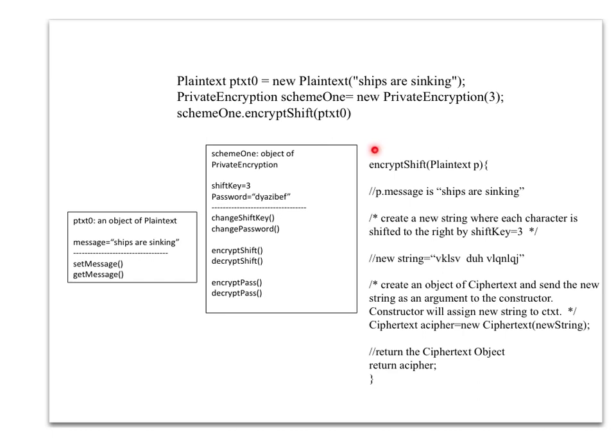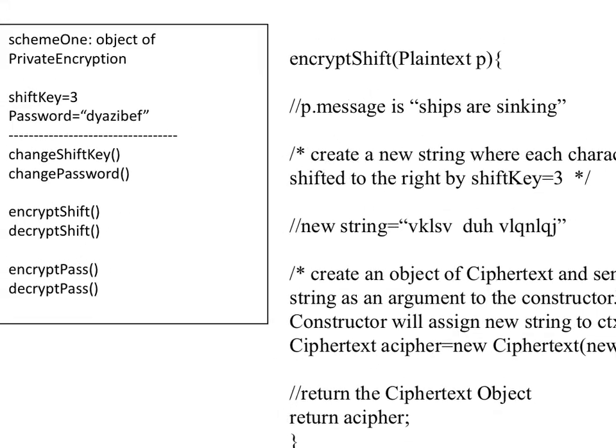Now this is the definition of encrypt shift. I have made some comments inside which are not there in the original code, but these comments will explain what this method is supposed to do. Now let's zoom in a little bit and see what you are supposed to do in this method.